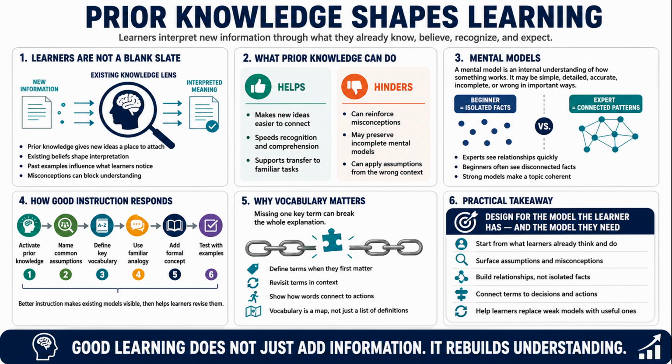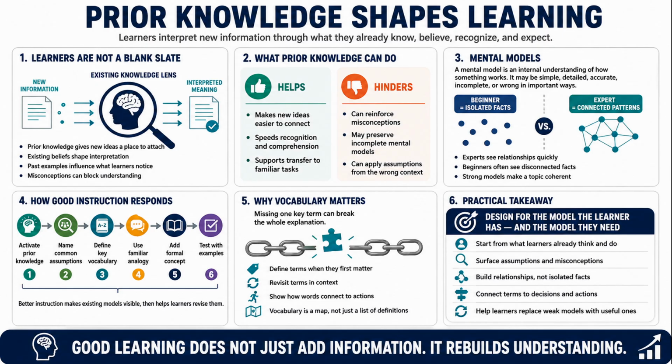A mental model is an internal understanding of how something works. It may be simple, detailed, accurate, incomplete, or wrong in important ways. Experts often have rich models that let them see patterns quickly. Beginners may see the same material as a list of isolated facts because they have not yet built the relationships that make the topic coherent. This is one reason an expert explanation can feel obvious to the expert and confusing to the learner.